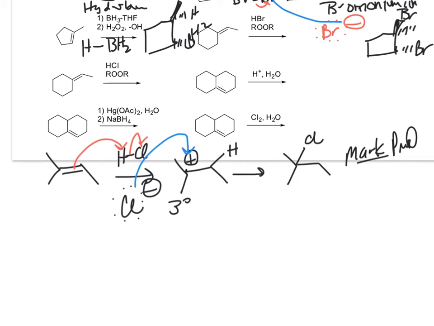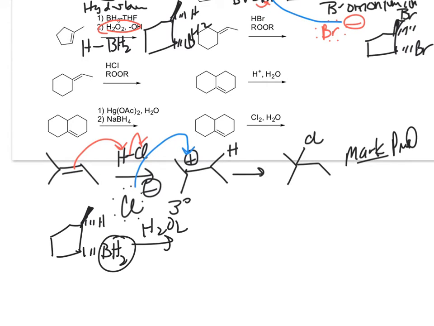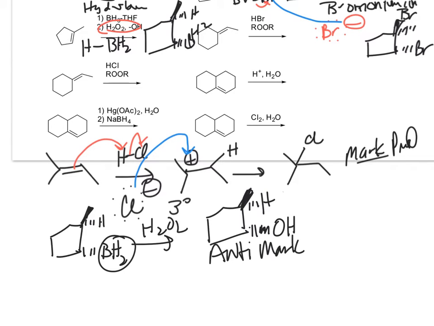Then the second step is just hydrogen peroxide. So when you take this borane compound and react it with H2O2, it's going to replace the BH2 with the OH. So your product then will be an alcohol. And that will be an anti-Markovnikov product.